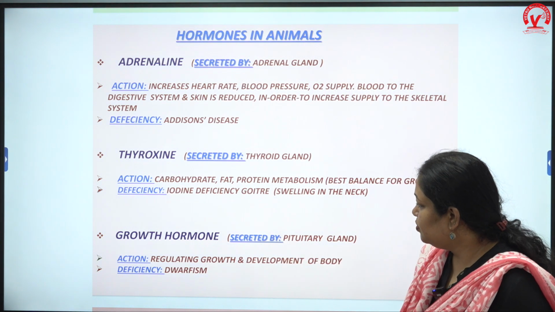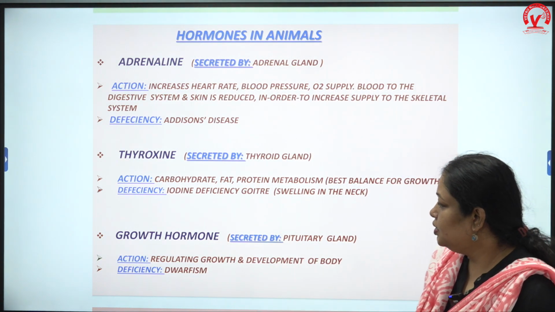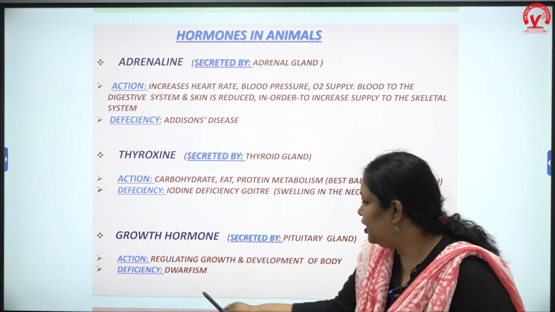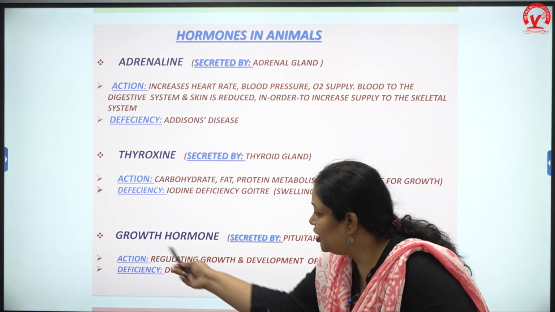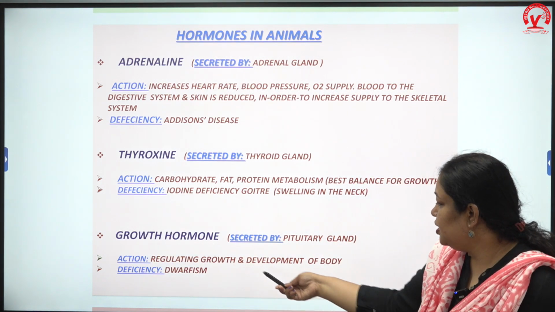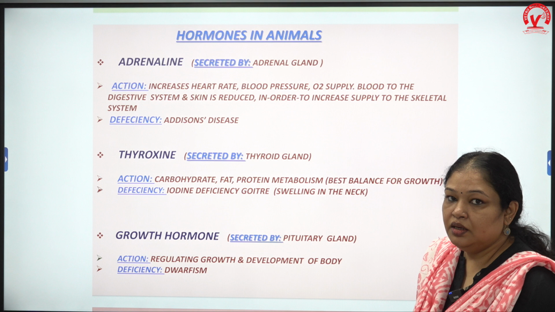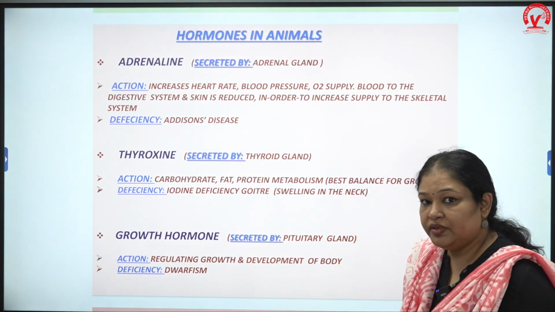And then the next hormone is the growth hormone that is secreted by the pituitary gland, and its action is regulating growth and development of the body. As the name states, growth hormone. So naturally, it regulates growth and development of the body. So when you have a deficiency of that, you have certain things like dwarfism, right?